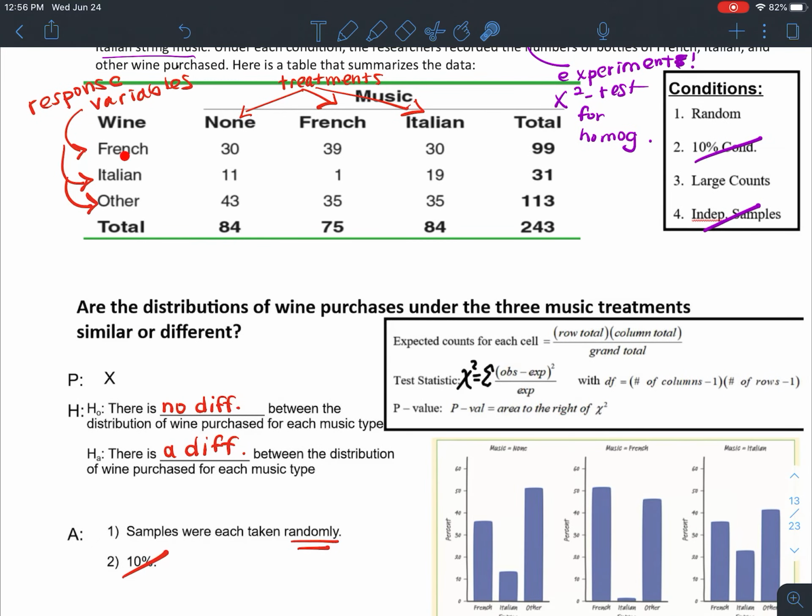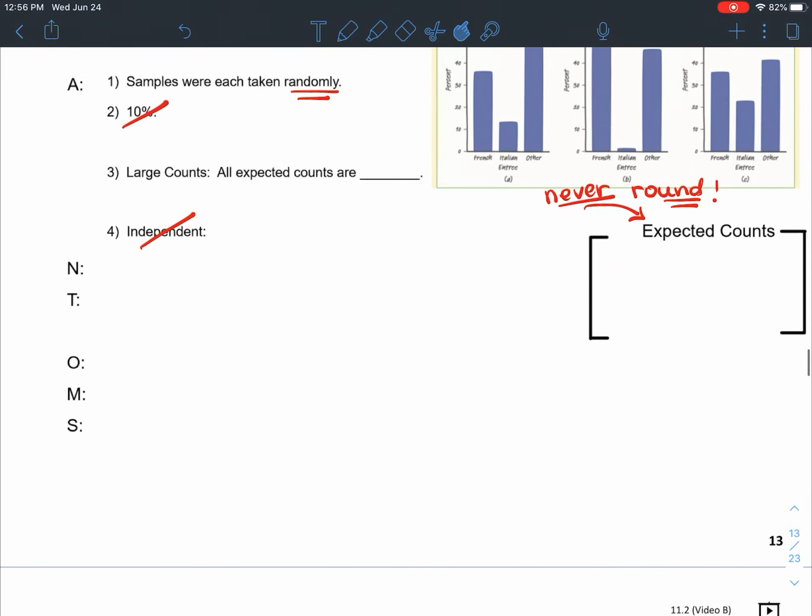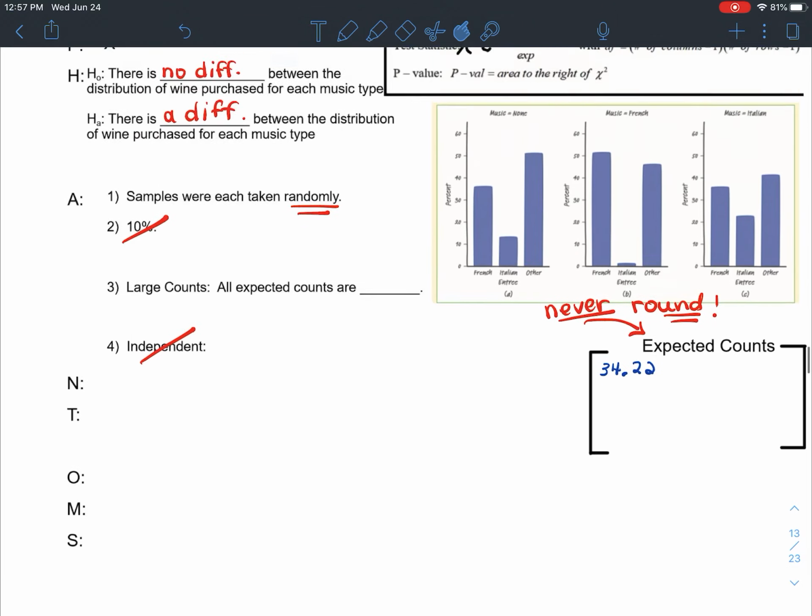So just to show you here for this top left corner in expected counts, for French wine, no music playing at all, there were 30 people in that supermarket who purchased French wine with no music playing. Okay, how many would we expect? Well, let's take the row total of 99 multiplied times the column total of 84, and we're going to divide that product by the grand total of 243. Okay, if I do that, I end up getting that I actually would have expected somewhere roughly around 34.22 bottles of wine, French wine, to have been purchased.